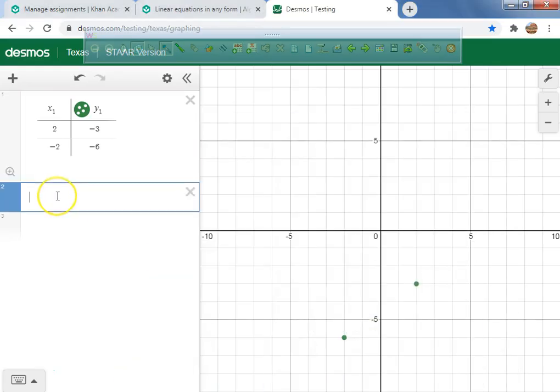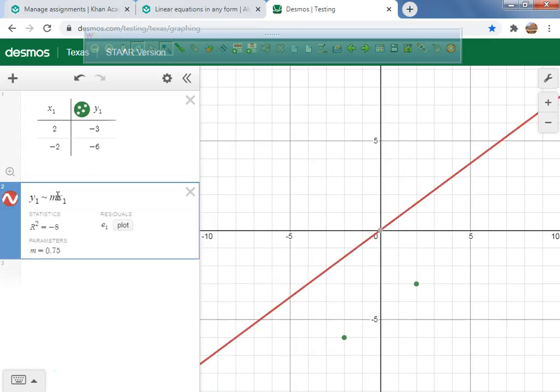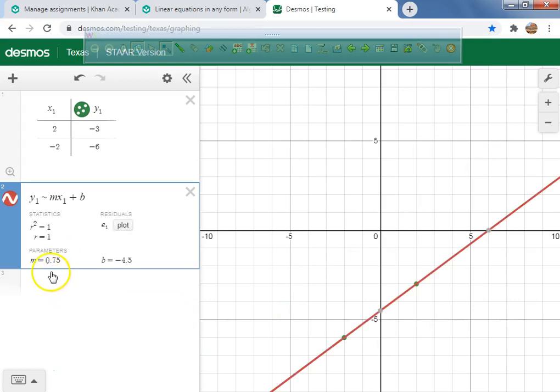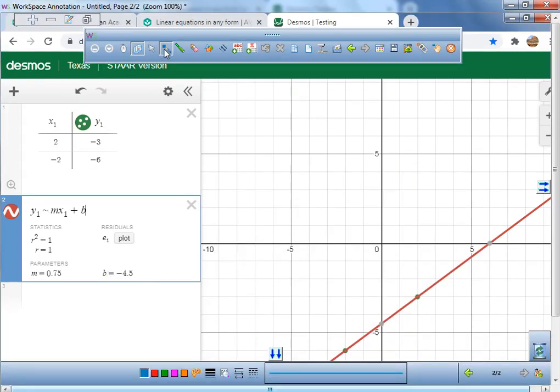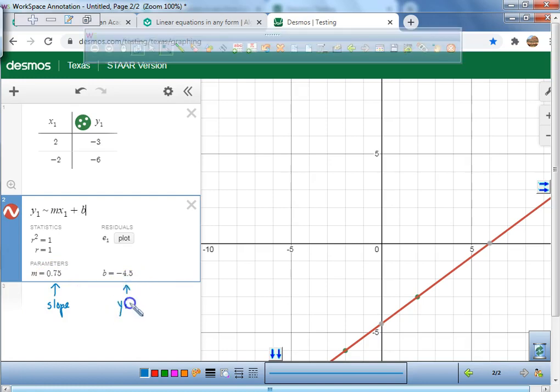That's correct. Now, the next thing we're going to do is y1 tilde mx1 plus b. Does everybody see the m value right here and the b value right there? So I'm going to take a screenshot of this. In your journal, if you would please, write down we have an m value, which is the slope, of 0.75, and we have a y-intercept right here of negative 4.5.